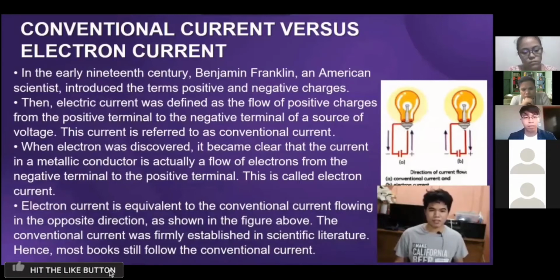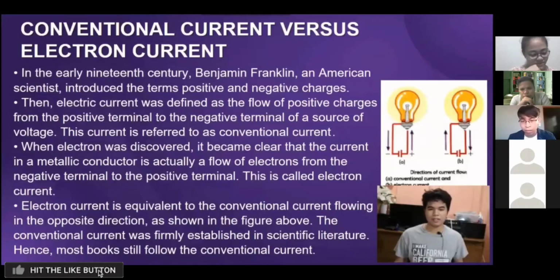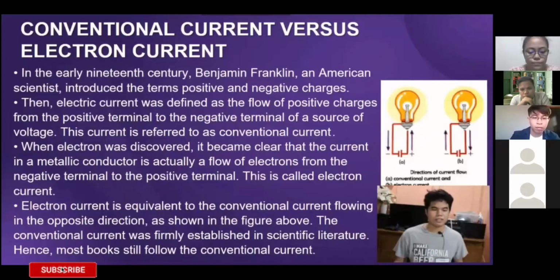When the electron was discovered, it became clear that the current in a metallic conductor is actually a flow of electrons from the negative terminal to the positive terminal. This is called electron current. Electron current is equivalent to the conventional current flowing in the opposite direction, as shown in the figure above.